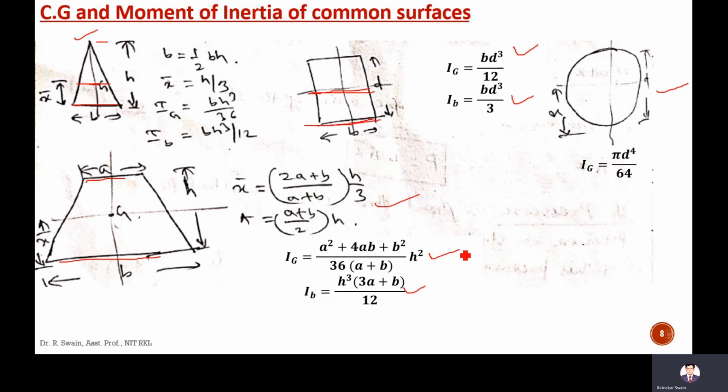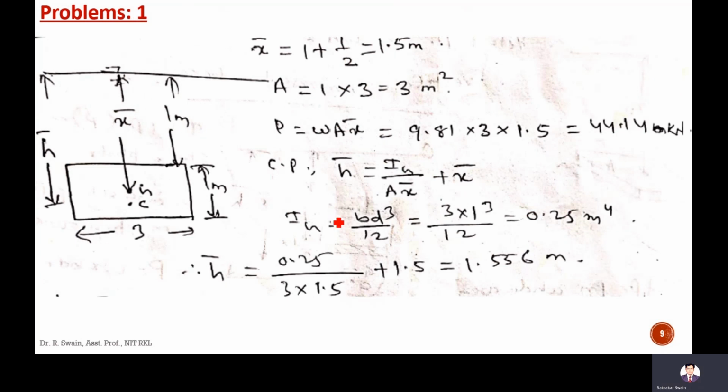This is equal to CG. And the x bar, we have to remember that we are calculating from this side where the side length is b. If you take a, this is b, then you have to replace b with a and a with b. This problem you have to solve.